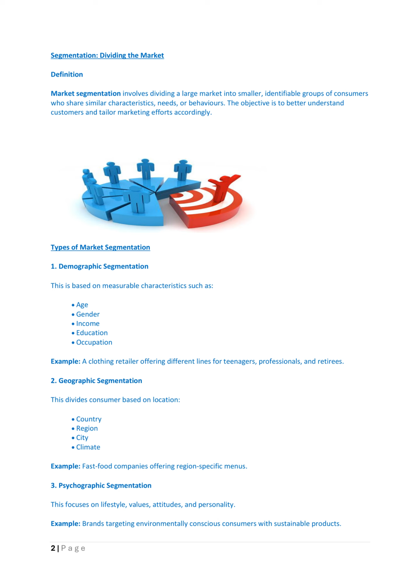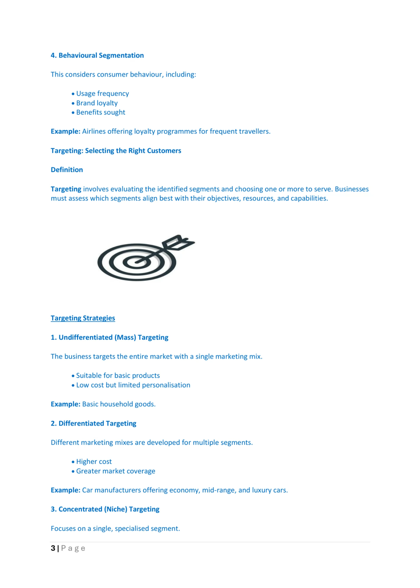Second, geographic segmentation sorts customers based on location, such as country, region, city, or climate. Fast food chains use this by offering menus tailored to specific regions. Lastly, psychographic segmentation focuses on lifestyle, values, attitudes, and personality. A good example is brands that market sustainable products to environmentally conscious consumers. These approaches help companies connect with the right audience more precisely.